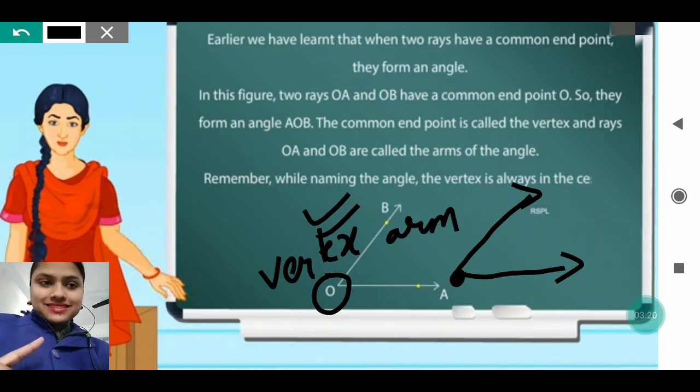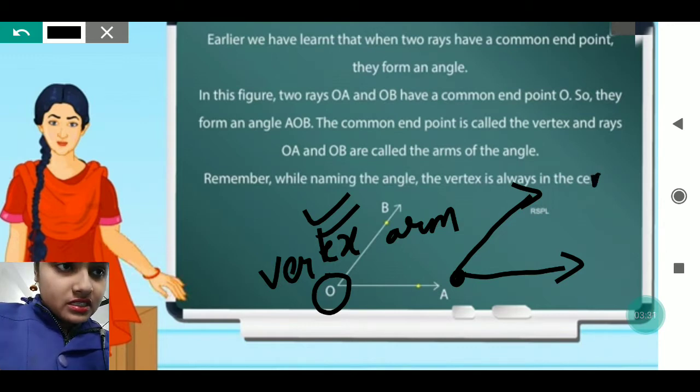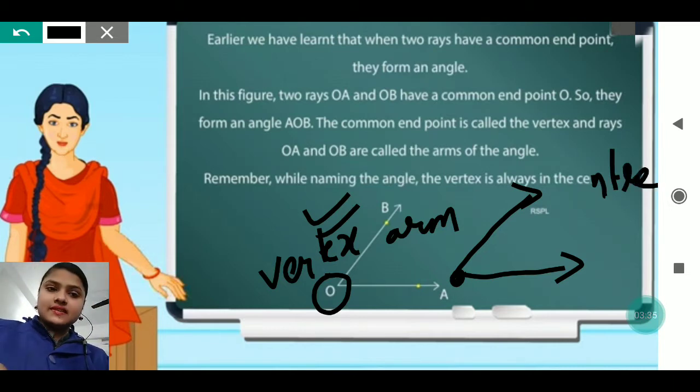Remember, while naming the angle, the vertex is always in the center. Whenever we are naming any angle, the vertex is always in the center. It is not written here, but it should be in the center.